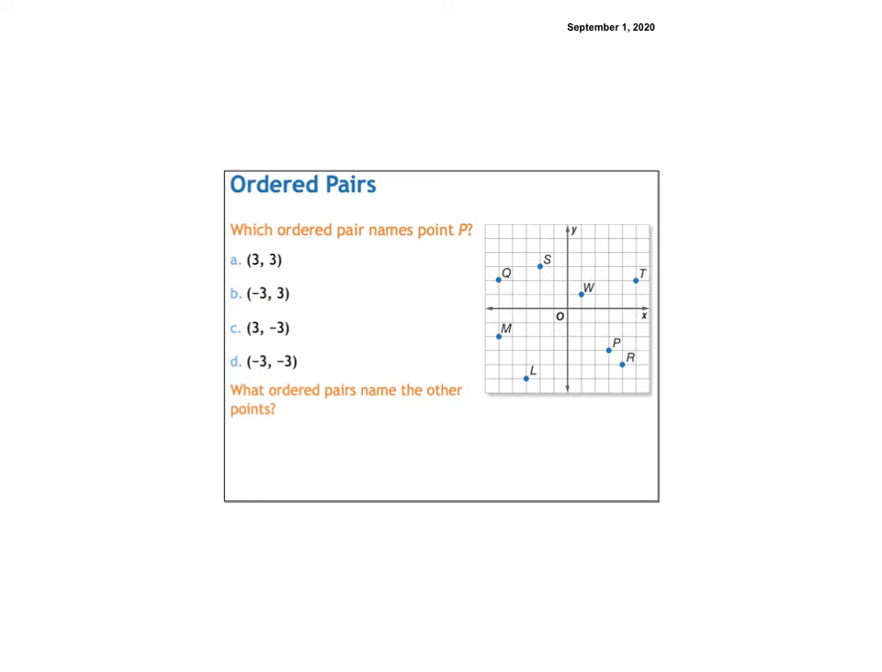So here it's asking a slightly different question. This is a multiple choice, and it's asking which ordered pair names point P. So first thing we want to do is locate point P, which is over here, and we want to see what the coordinate is. All right, so again, remember coordinate is x and y. So what number corresponds with point P on the x-axis? So it's 1, 2, 3.